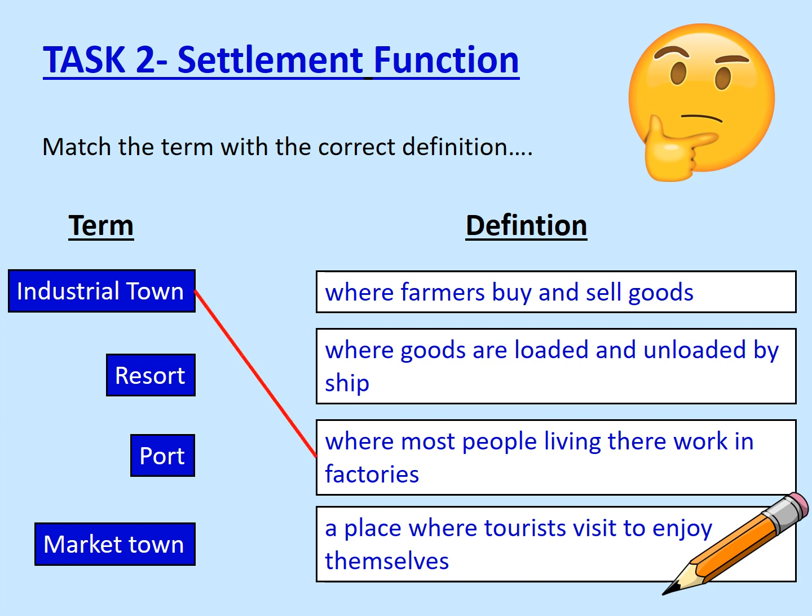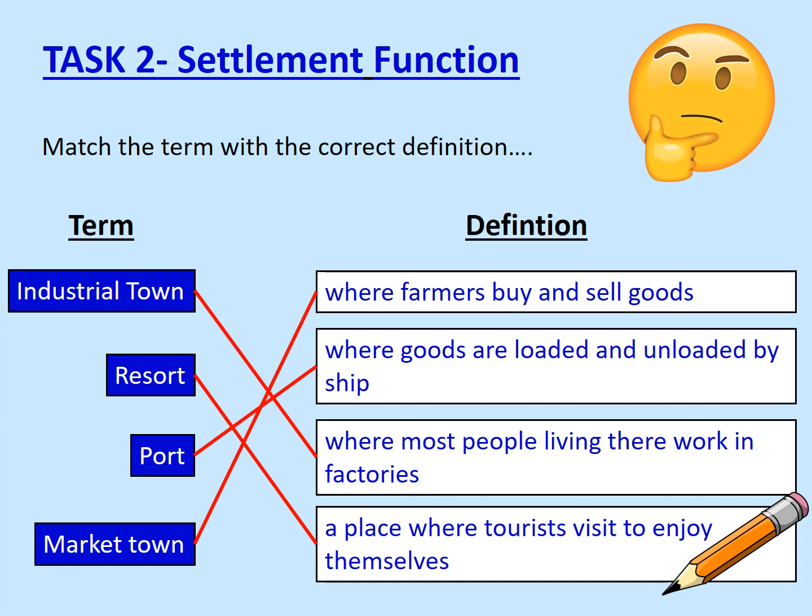So firstly, industrial town. The definition that you should have written beside industrial town is where most people who live there work in factories. Next, resort, that's a place where tourists visit to enjoy themselves. So a settlement function could be that the settlement is predominantly a resort. Next one is port, where goods are loaded and unloaded by ship. And then the last term is market town, where farmers buy and sell goods. So more of a market town.